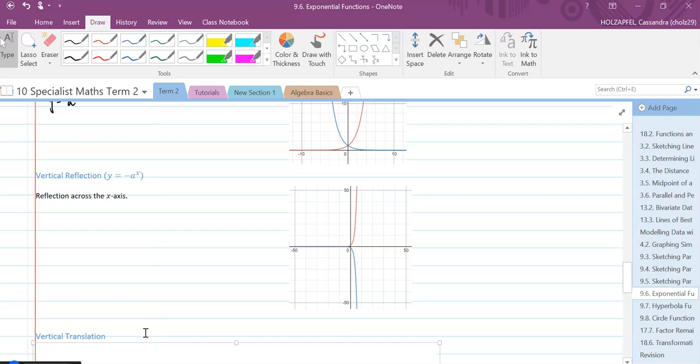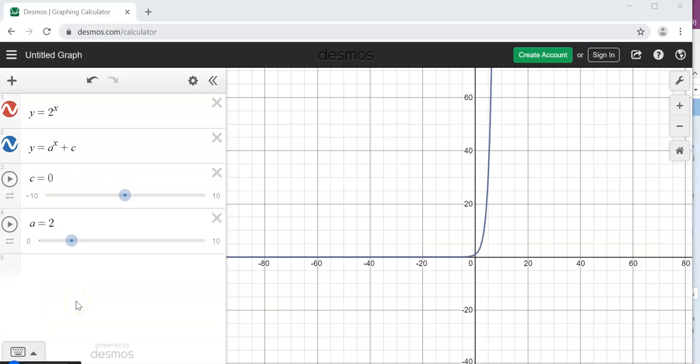Now there's one more that I wanted to have a quick look at, and that was the vertical and horizontal translations. I think we might leave the horizontal translations for a bit, but I'll show you a vertical translation. As we've probably seen a few times before now, with linear functions and with parabola functions, quadratic functions, when we add this value on the end here, all it does is shift the entire graph up by that amount.